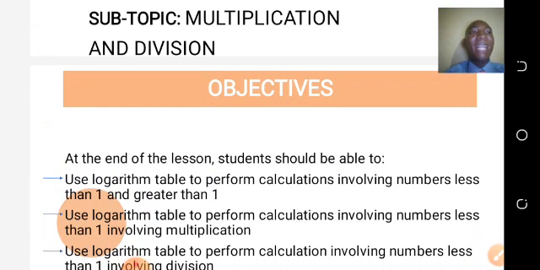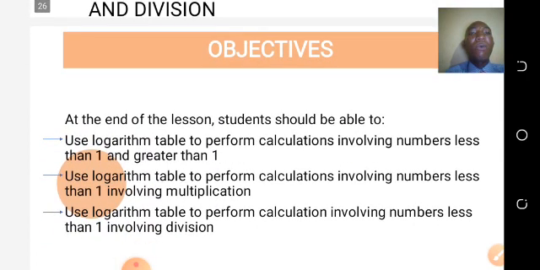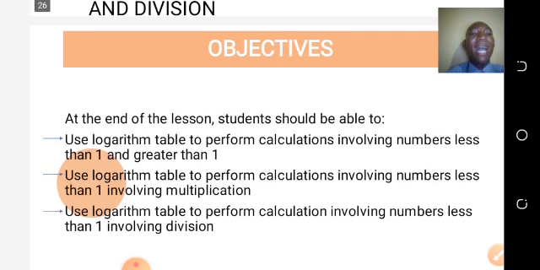At the end of today's class, viewers at home should be able to use the logarithm table to perform calculations involving numbers less than 1 and greater than 1, involving multiplication, and to perform calculations involving numbers less than 1, involving division. So that means today's class is going to be for multiplication and division.